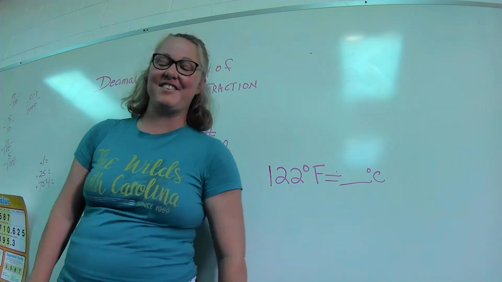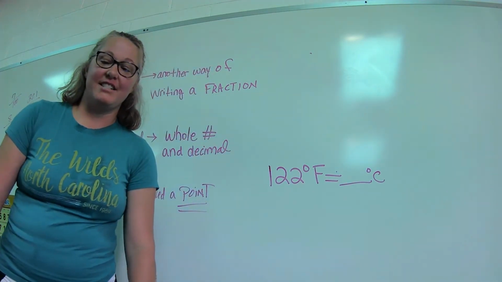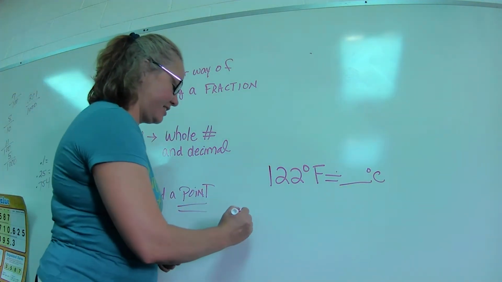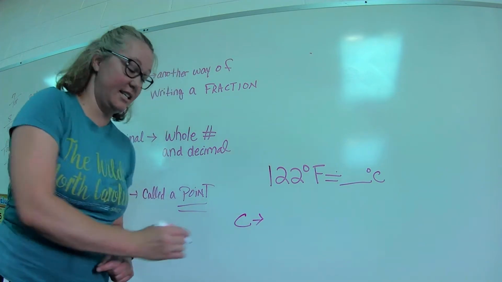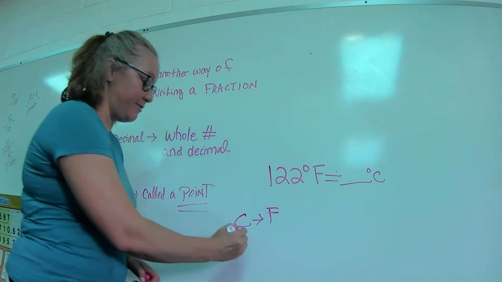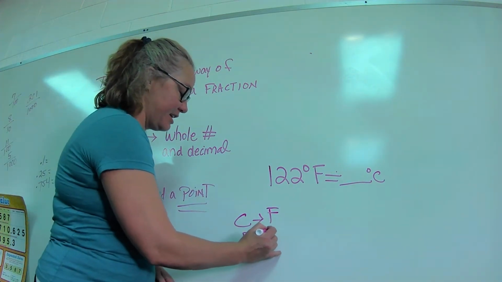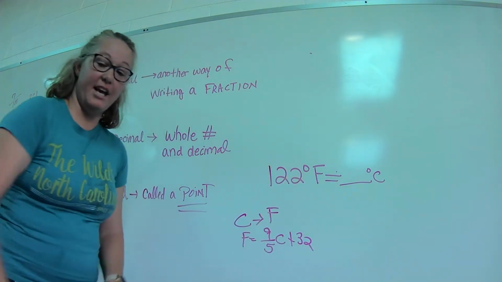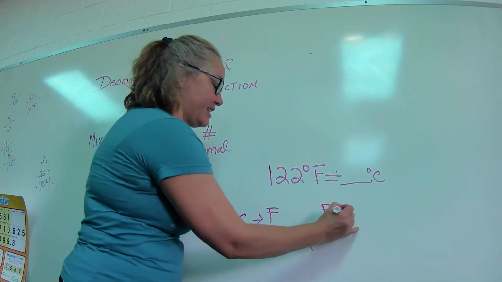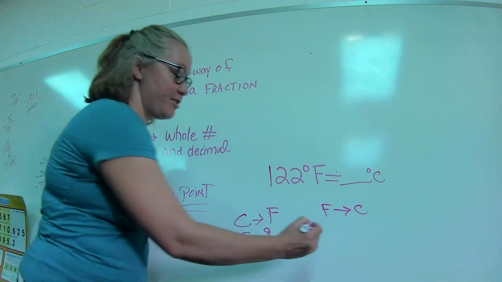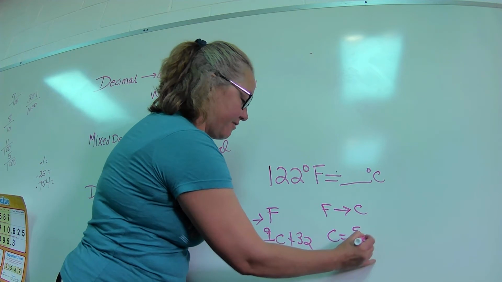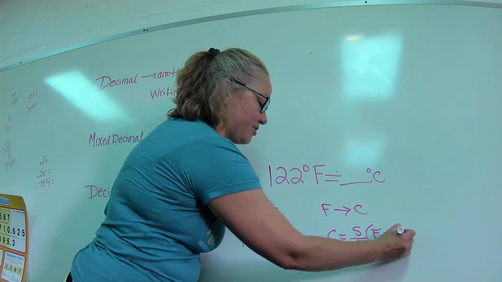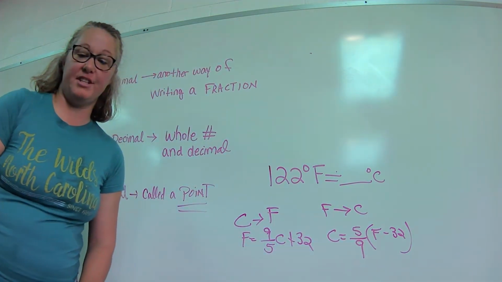37 degrees Celsius. All right, if we go from Celsius to Fahrenheit, we're going to write Fahrenheit equals 9/5 C plus 32. If we're going to go from Fahrenheit to Celsius, we're going to write Celsius equals 5/9 multiplied by Fahrenheit minus 32. And we'll do the parentheses first.